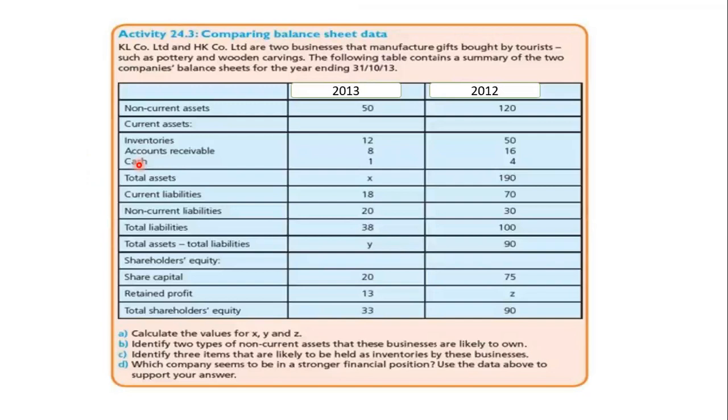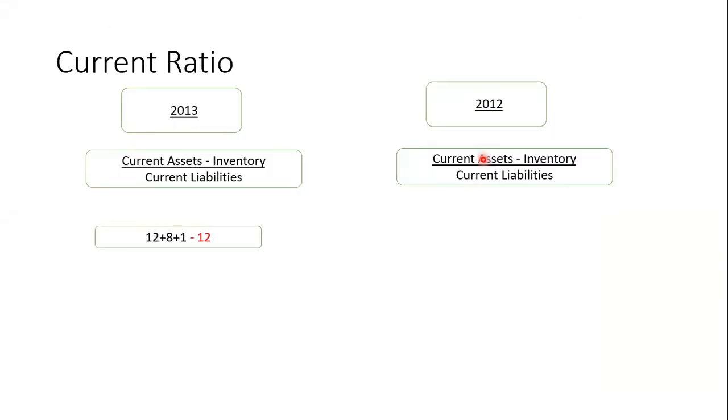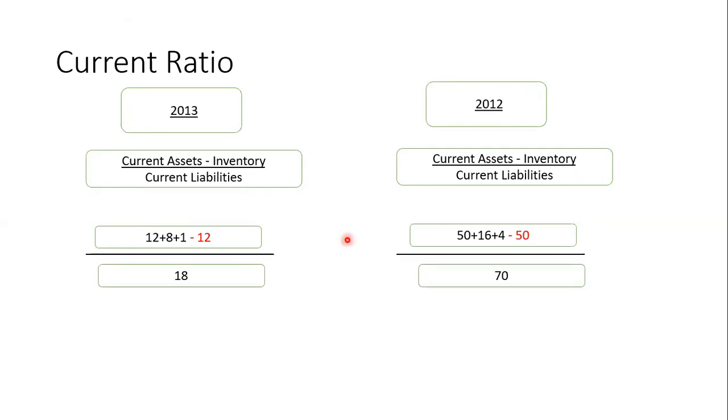Let's find out the answer. We know that these are our current assets for 2013, and these are our current assets for 2012. We know the current liabilities. What we just need to do is put these figures in the formula. The formula stays, everything stays the same. What we just need to do is subtract the stock, the inventory, from the current assets. Here the stock was 12.